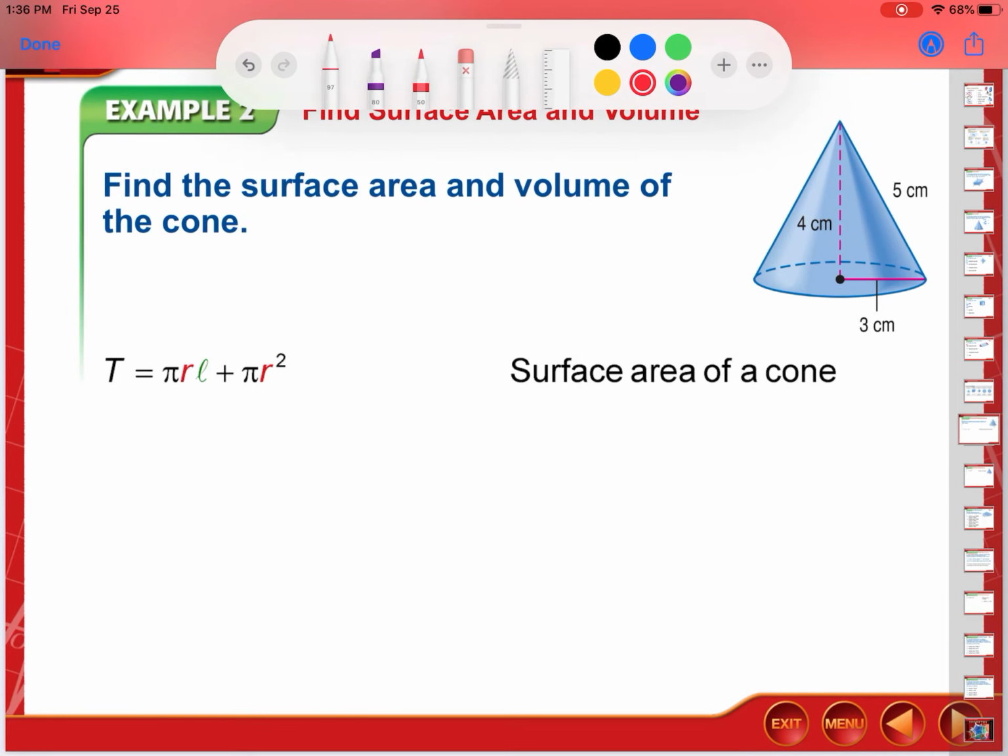So find the surface area and volume of the cone. Okay, so we have the formula here. T equals pi r L plus pi r squared. So, important note here, my L is this little side, this 5 centimeters that runs kind of diagonal from the point to the edge of the circle. So we're just gonna plug in our values.